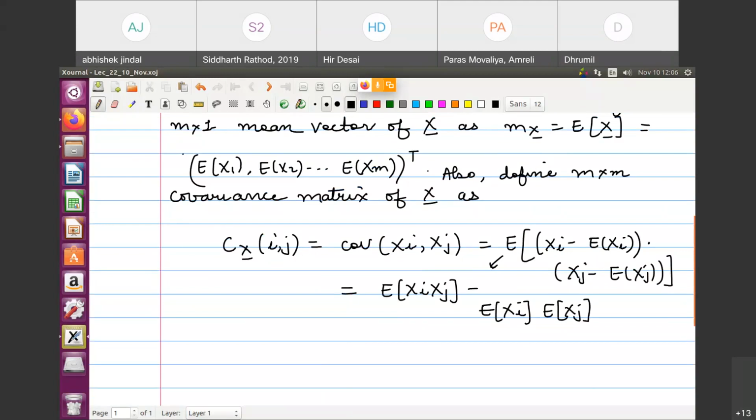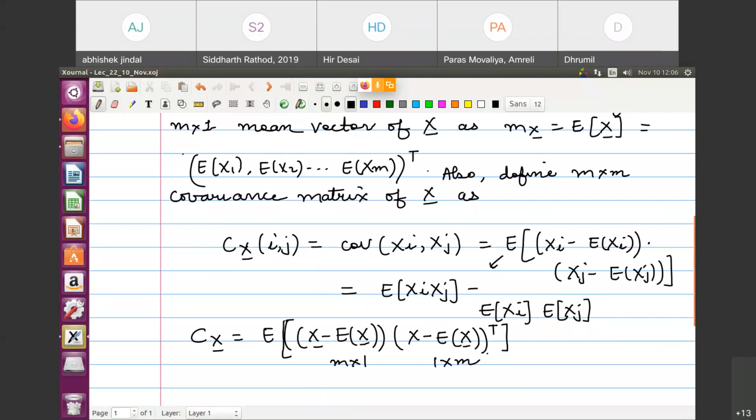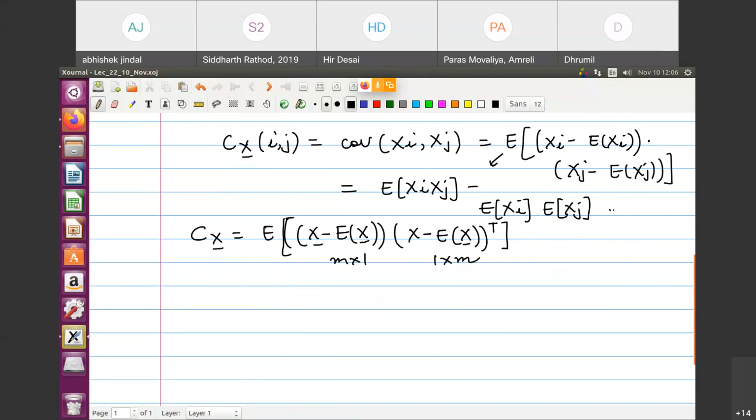So with this as the definition of the ijth element of the covariance matrix C of x bar, we can say that C of x bar is defined like this: E[(x bar minus expectation of x bar) into (x bar minus expectation of x bar) transpose]. We need the transpose operator here. Now you can see this is m cross 1 and this is 1 cross m, so this gives you an m cross m matrix.